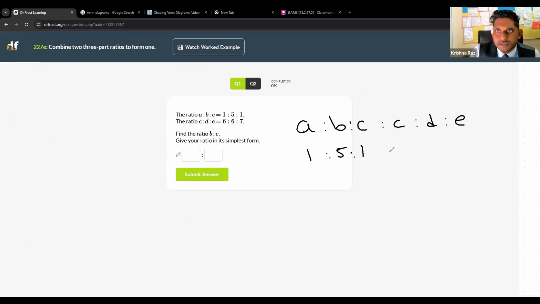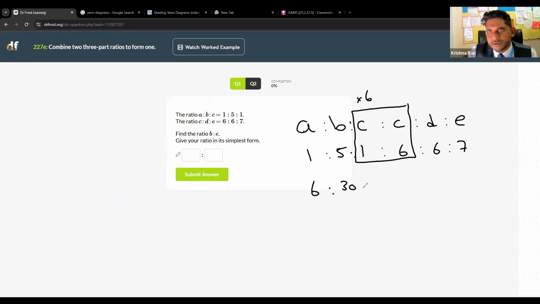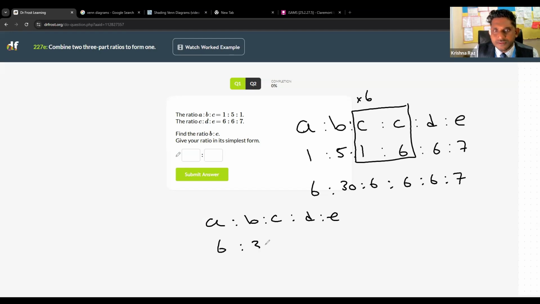C to D to E, 6 to 6 to 7. So we need to times the left-hand side by 6. So 6 to 30 to 6 is 6 to 6 to 7. So what we have is A to B to C to D to E is 6 to 30 to 6 to 6 to 7. So we want B to E. In its simplest form, that will be 30 to 7.